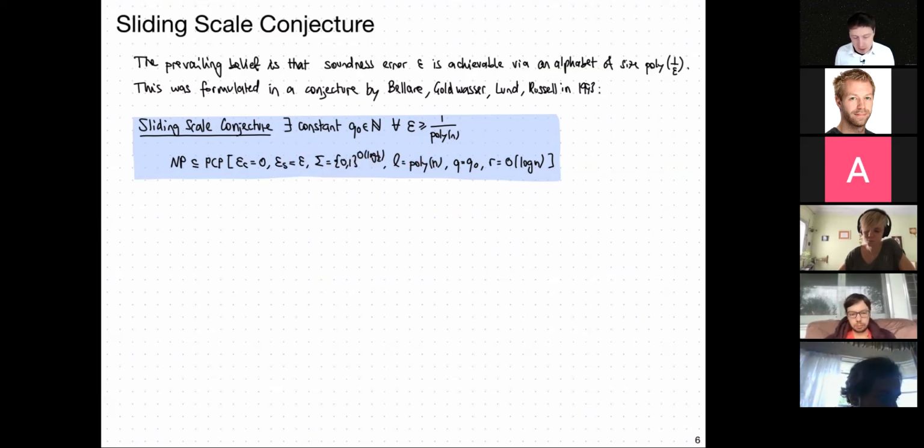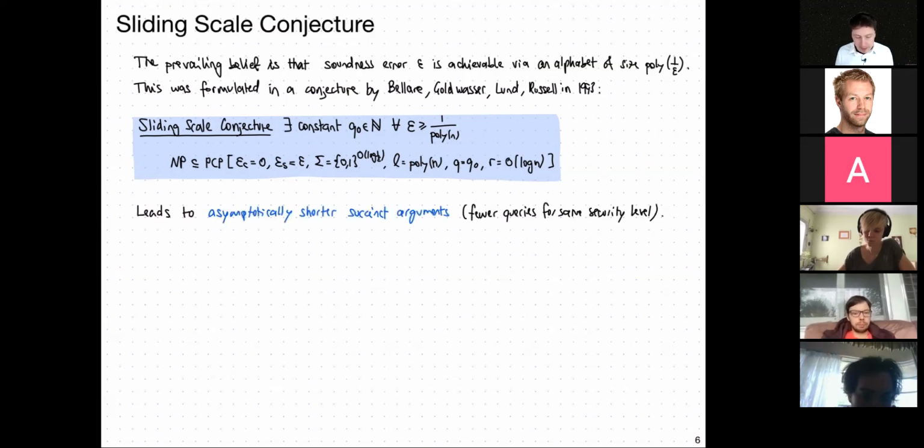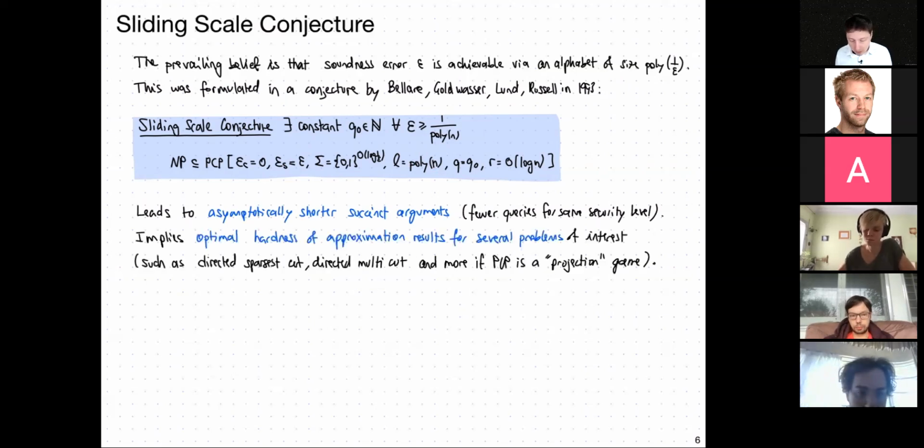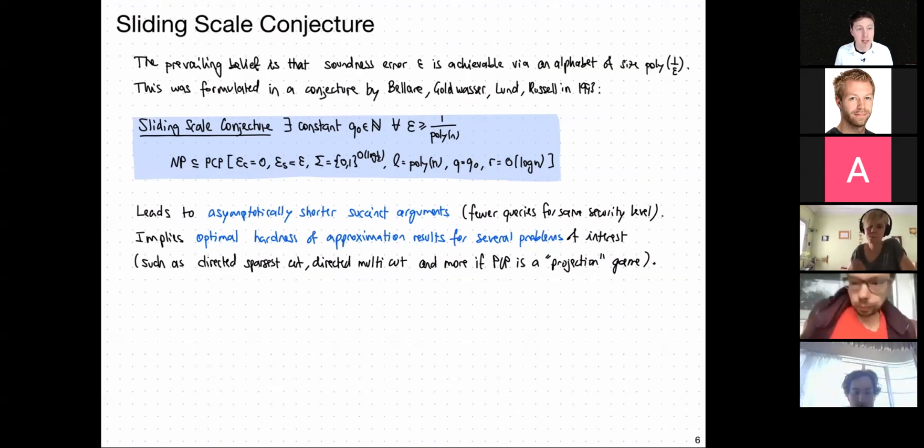So this remains a conjecture. This regime is wonderful for cryptography. It in particular leads to asymptotically shorter succinct arguments than what we know today. And you will see some applications of this in Tom's lecture. It also implies optimal hardness of approximation results for several problems of interest. Again, you will see a first connection in Tom's lecture, but there is a whole body of work exploring that connection further. And some of those results are missing because it seems like we're missing a positive answer to this conjecture.